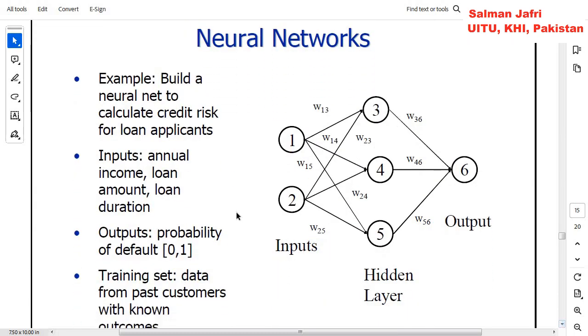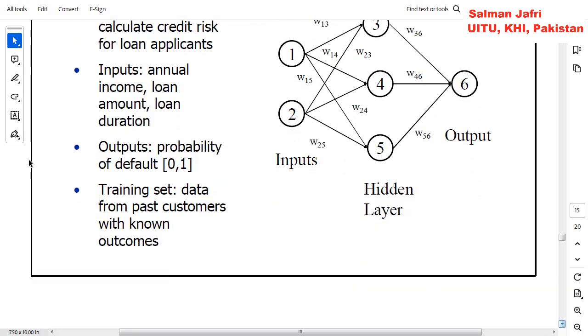So how can we do that? We can build a neural net to calculate the credit risk for loan applicants. So what would be the inputs? Annual income, loan amount, loan duration. And outputs would be the probability of default: 0 for no default and 1 for default. And what would be the training set in this? Data from past customers with known outcomes.